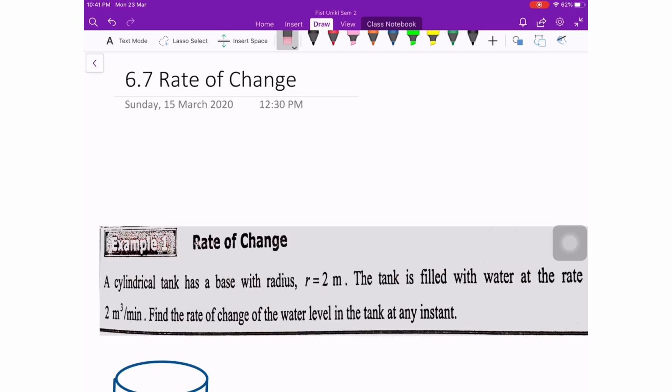Ya, bismillahirrahmanirrahim. Assalamualaikum warahmatullahi. Okay, kita sambung lagi pelajaran kita dalam Applications of Differentiations. Kali ini kita akan sentuh berkenaan dengan topik 6.7 Rate of Change.